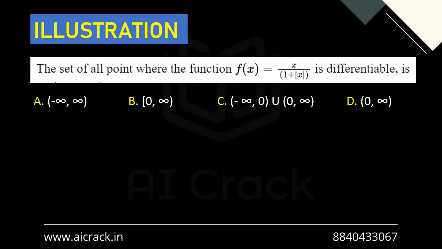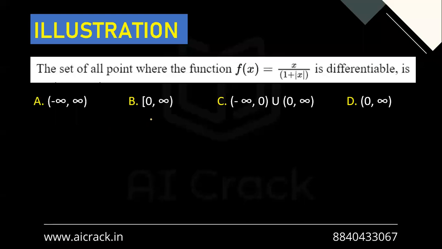The example says that the set of all points where the function f(x) equals x upon 1 plus mod x is differentiable is. For solving these questions, the basic thumb rule is to first check the continuity or discontinuity of the function. Now we know that this is a rational function, f(x) equals x upon 1 plus mod x. For any rational function, it is always continuous unless we have a point where the denominator becomes 0. But we can clearly see that this is a modulus function over here, so the denominator is always positive. So we can clearly say that this function is always continuous, so we are not getting any discontinuity point, right?